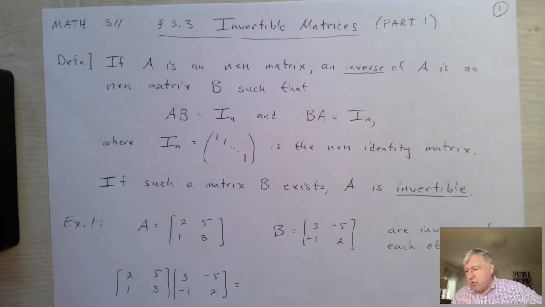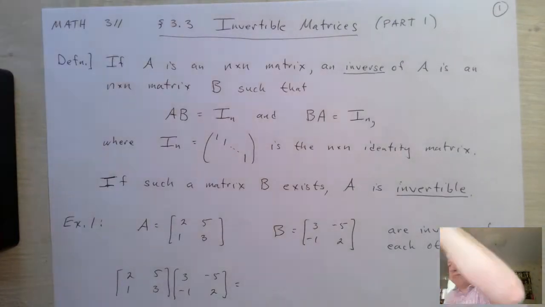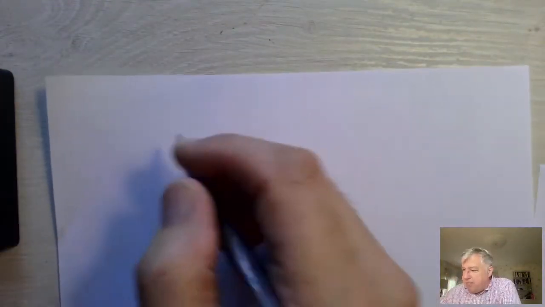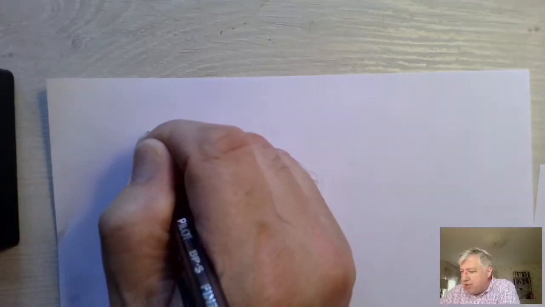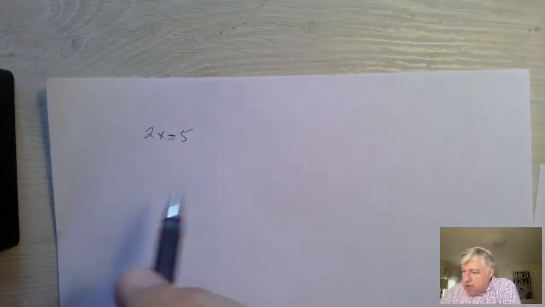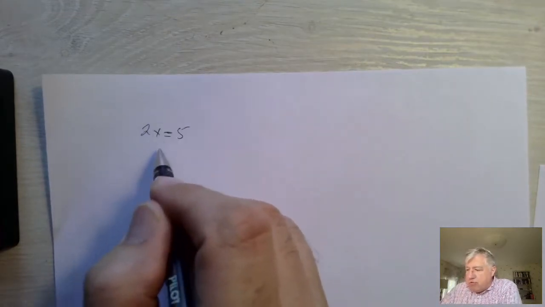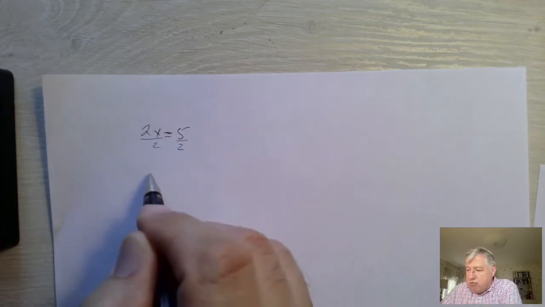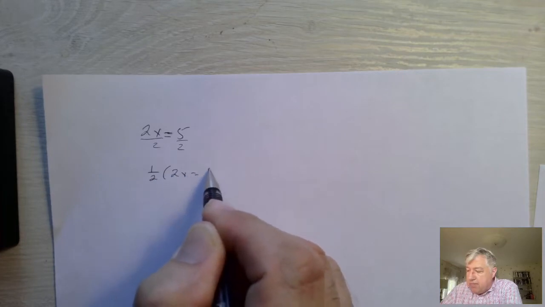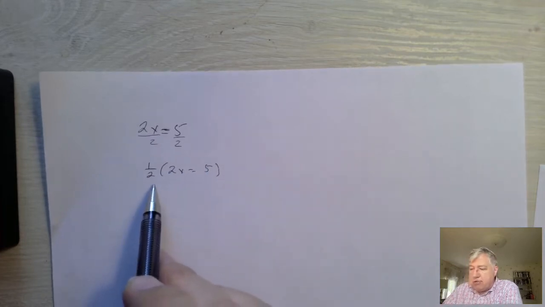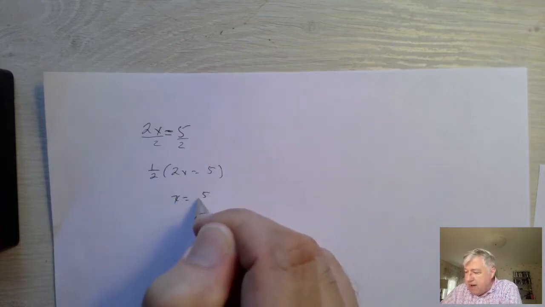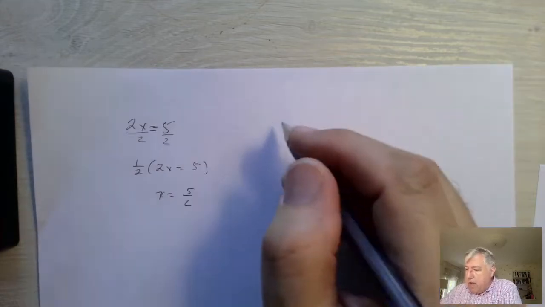And this will help us solve matrix equations in some cases. For example, take a regular algebra equation over the real numbers like 2x equals 5. How would you do that? Well, you divide both sides by 2, right? And of course, what we were really doing is multiplying both sides by the multiplicative inverse of 2, which is of course 1/2, right? And so we would get x equals 5/2, all right?